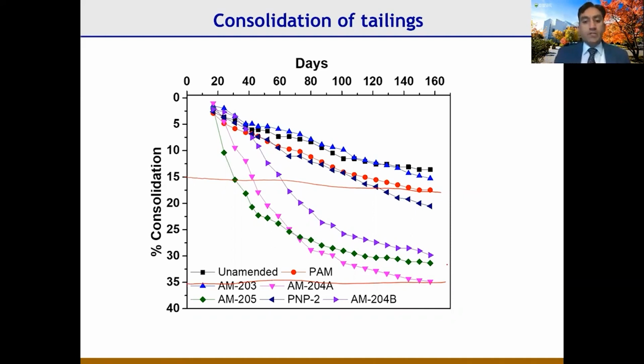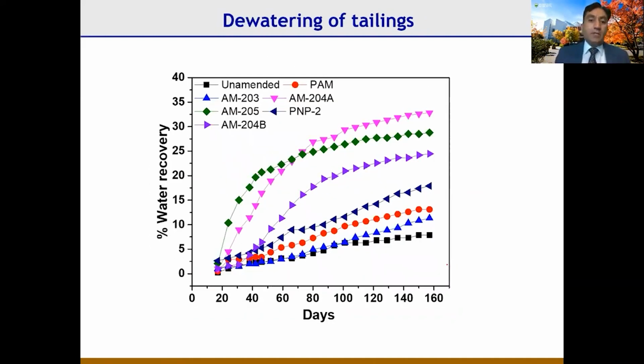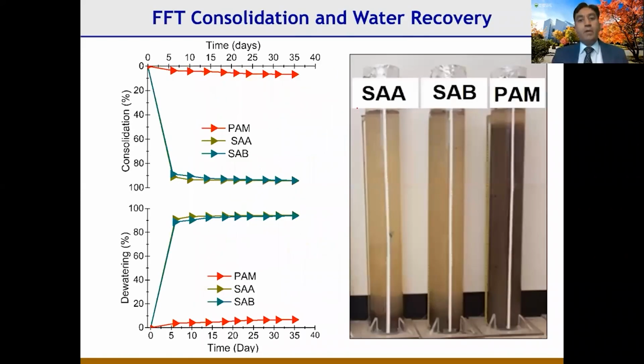Similarly, you can see here the water recovery. Water recovery is much better when we used the polymer based on keratin compared to the polyacrylamide-based polymer. You can see here about 10% water recovery. We can get up to 35% or so, or more than 30% water recovery when we use these keratin-based, feather-based polymers. We also did a scale up on this.